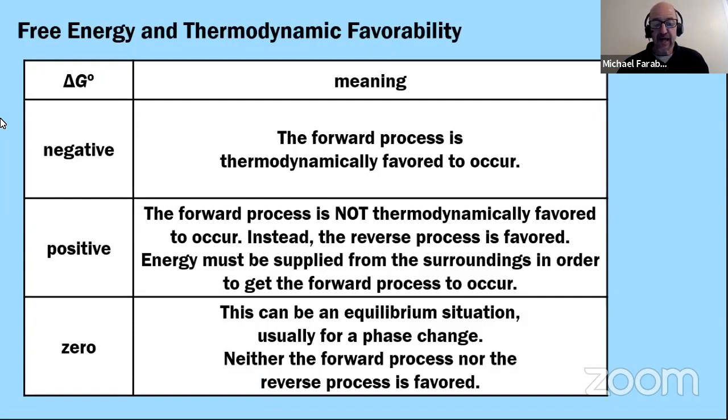Now, if delta G is neither positive or negative, this often happens for a phase change where, for example, you're melting ice and you're exactly at 0 degrees Celsius or 273 Kelvin. So neither the forward or the reverse process is favored if you have this perfect equilibrium situation where essentially both the forward and the reverse processes are happening at the exact same rate. Otherwise, if K, the equilibrium constant, is large, you're favoring the products. And if K, the equilibrium constant, is very, very small, you're favoring the reactants. And we'll talk about the relationship between free energy and the equilibrium constant a little bit later in this lesson.